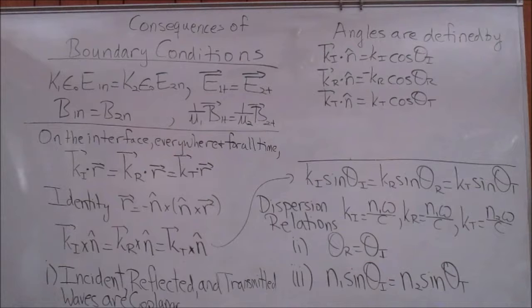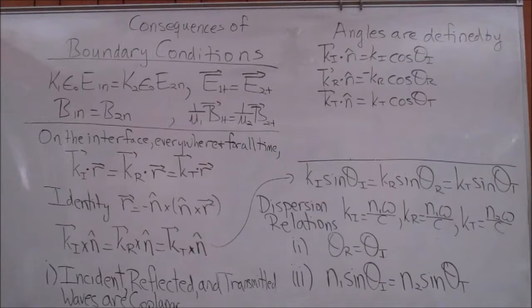Both the reflected wave vector and incident wave vector propagate through the same medium, which is characterized by an index of refraction n1. So therefore, the magnitudes of the reflected and incident wave vectors are equal. It then follows from our cosine relations that the angle of reflection is equal to the angle of incidence. And finally, if we plug the dispersion relations into our sine equations, we can derive Snell's law.